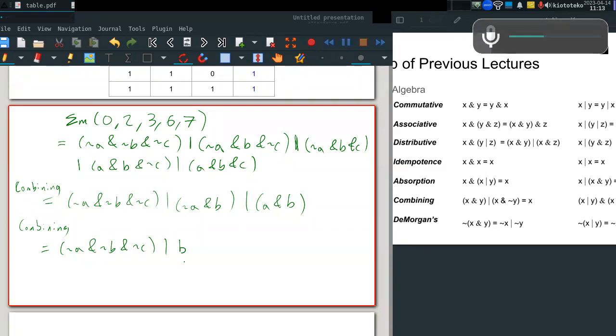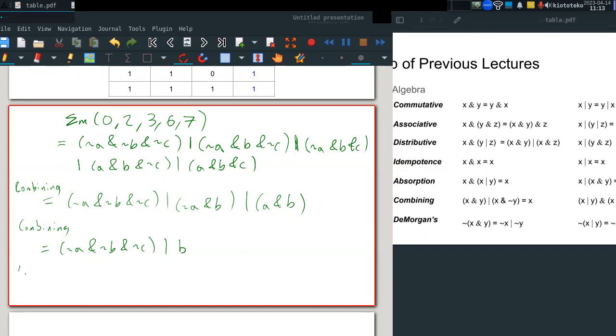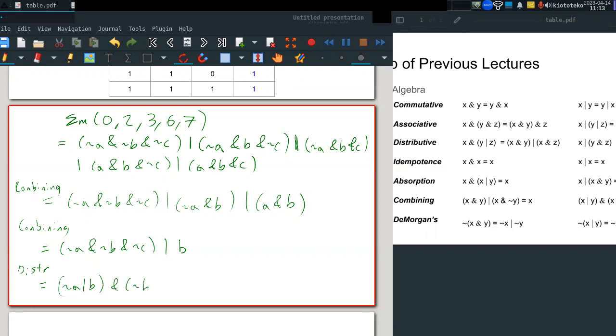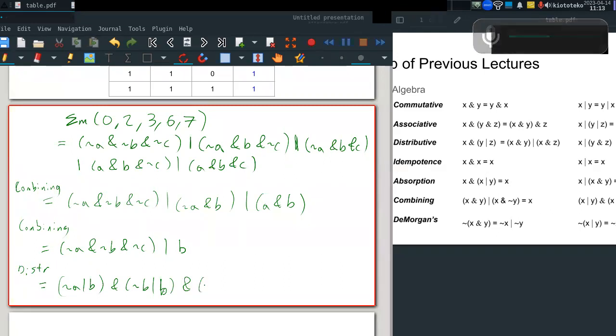Let's distribute. Where is my distribute? So we get A and B, and B or B, right? And not C and B. Can we reduce this even more?